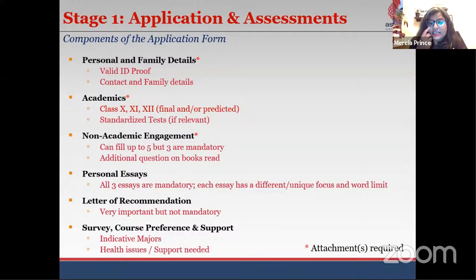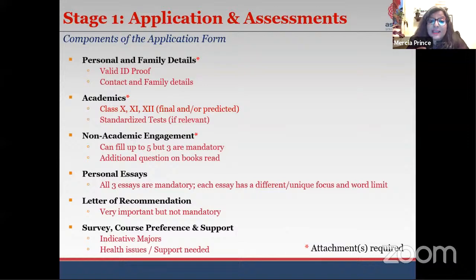Then towards the end, there are sections on a survey, course preference, and support, where we ask you a few questions about yourself, and about majors that you may want to pursue at Ashoka, which are not binding, but you may want to start exploring them, and then you are free to change your mind. And of course there's a section on support where we want to understand if there's any way that we can support you.